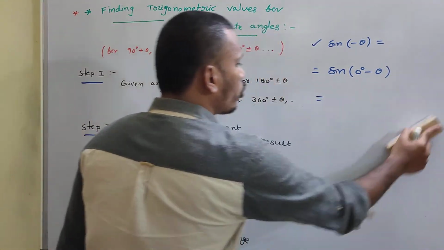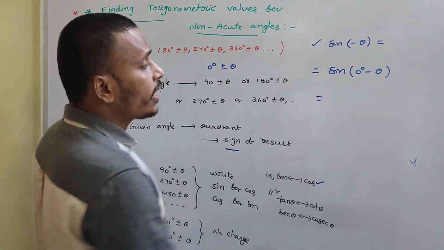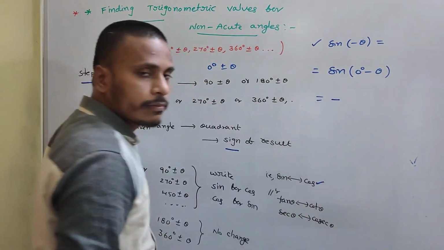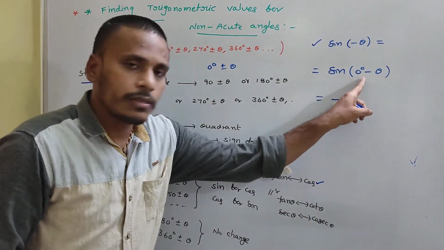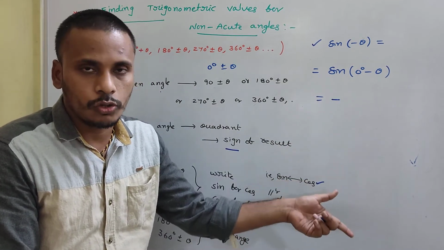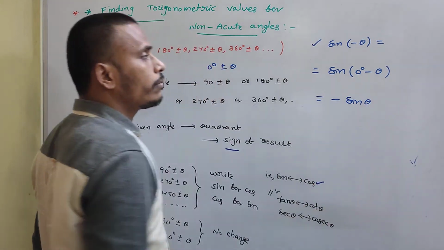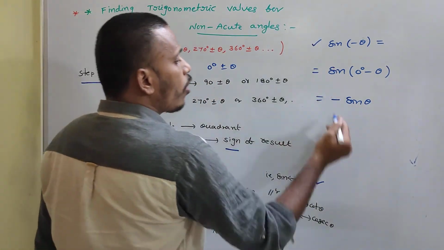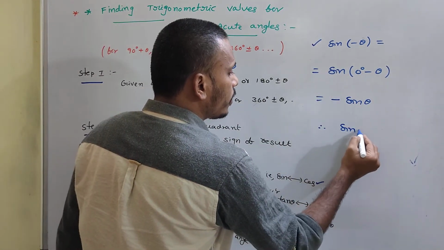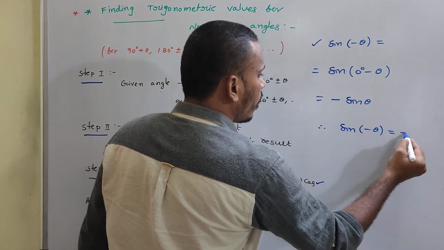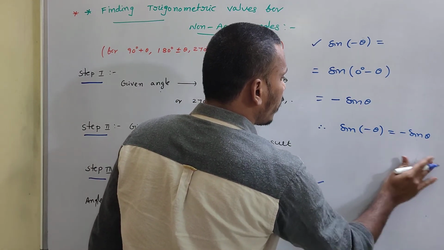Since it belongs to the fourth quadrant, sine is negative, so minus. Now 0 is an even multiple of 90, 90 into 0. So use the same trigonometric ratio. So you will get minus sine theta. So very simple, sine of minus theta is minus sine theta. Just keep in mind, sine of minus theta is minus sine theta.